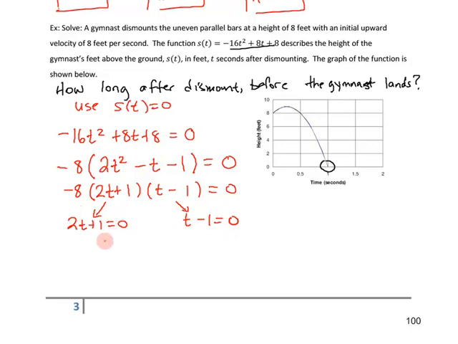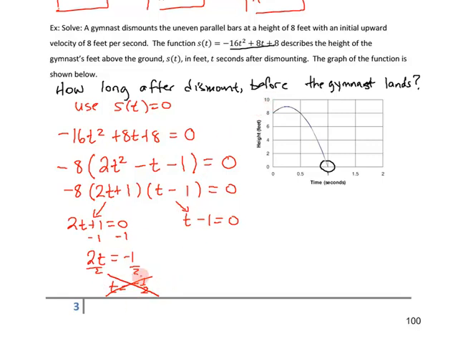In the first one, subtract 1 from both sides. You'll have 2t is equal to negative 1. Dividing off the 2, t is negative 1/2. Now, if t means the number of seconds after dismounting, this does not make any sense, right? T being negative doesn't make any sense in the context of this model.